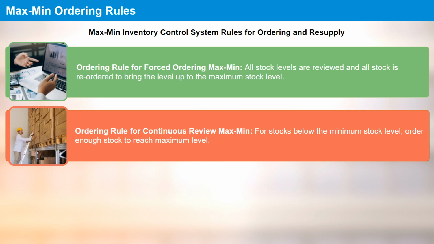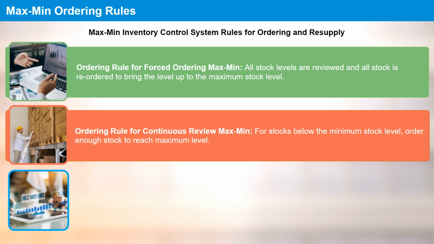Ordering rule for continuous review max-min suggests that stock level is reviewed after each issue. If the stock level is at or has fallen below the minimum stock level, order enough stock to bring the level up to the maximum stock level. If it is above the minimum stock level, then no order is placed.